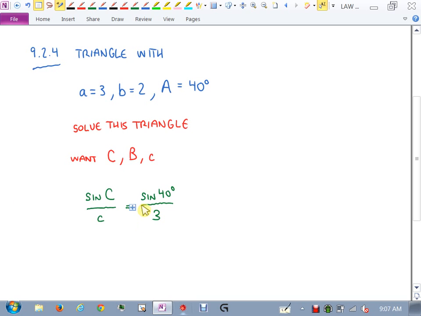How about instead we try capital B? So what would be our setup for capital B? Sine capital B over little b. Do we know little b? Yes, 2. Equals, now set up the same ratio for the sine A over A. And now there's only one thing you don't know, right?